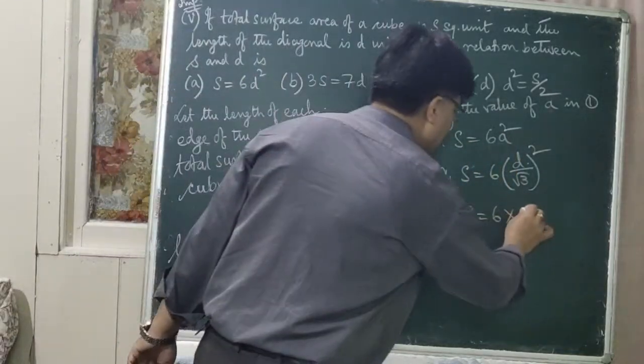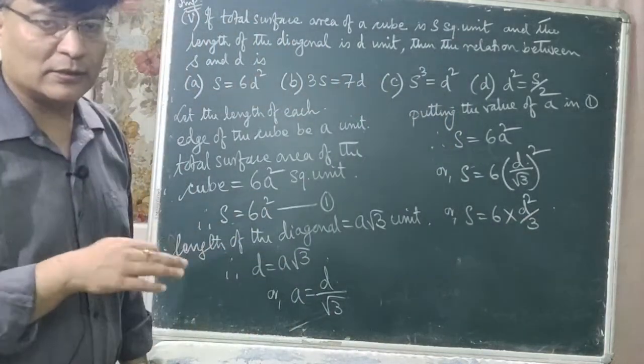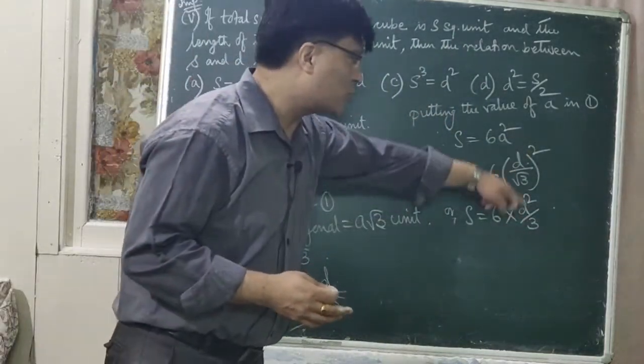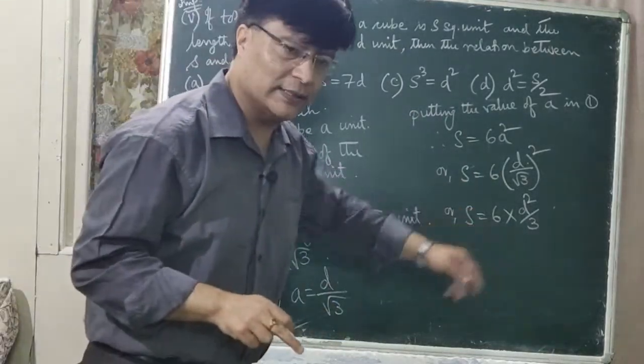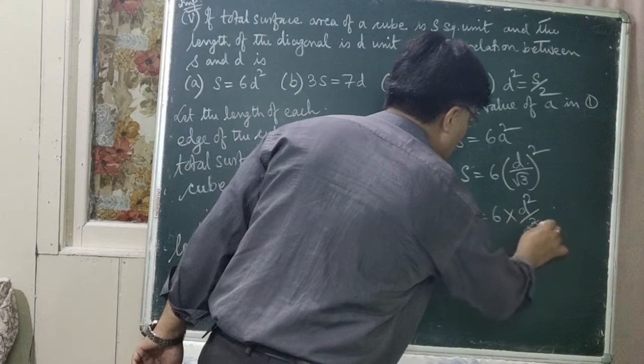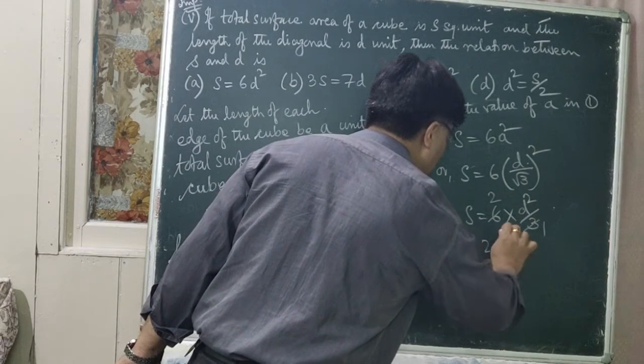So it is d square. What is root 3 whole square? We know that root 3 whole square is 3. Root 3 into root 3 is root over 9. Root over 9 is 3. Is that clear? So 3 1s are 3, 3 2s are 6. Or s is equal to 2d square.